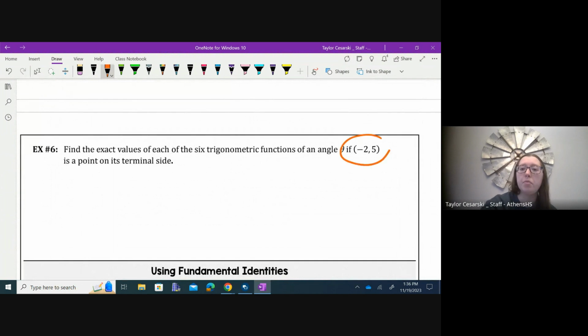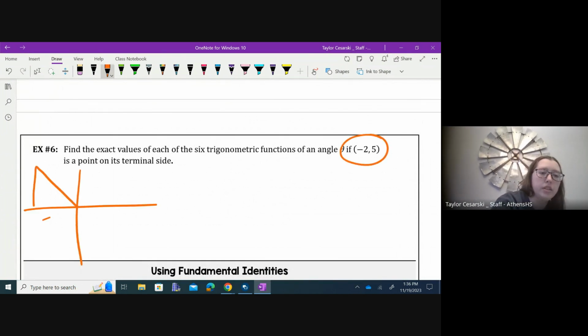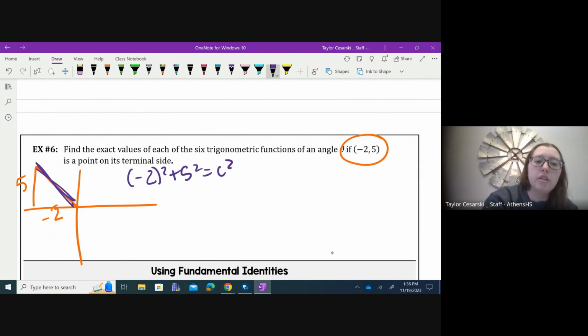So we have the point negative 2, 5. So that's going to be in quadrant 2, negative 2 as my x, 5 as my y. And I want to find all 6 trig functions. So to find the hypotenuse, I need to use a squared plus b squared equals c squared. And I get 4 plus 25, so c will equal the square root of 29. All right, so if I want, remember theta is always at the origin.